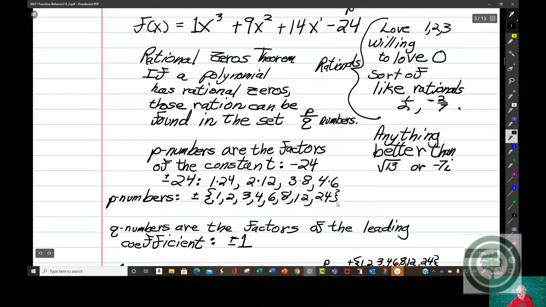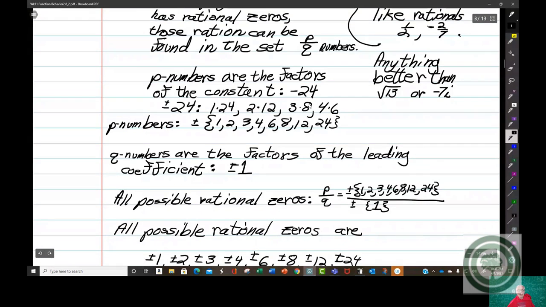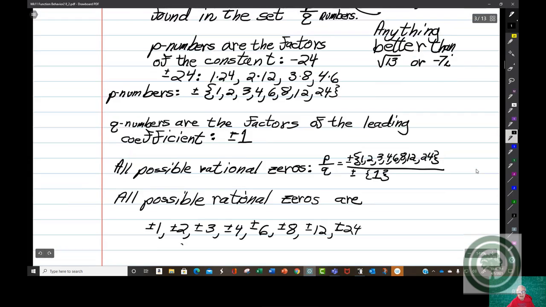And we discovered that when we factor 24, it doesn't matter whether it's negative 24 or positive 24, because we're going to take both. We discovered that the factors of 24 are 1, 2, 3, 4, 6, 8, 12, and 24. That's right. Okay, so these are the factors of 24, and then we put little set braces around them and put a plus or minus in front in order to let everybody know we're really dealing with the positive and negative.